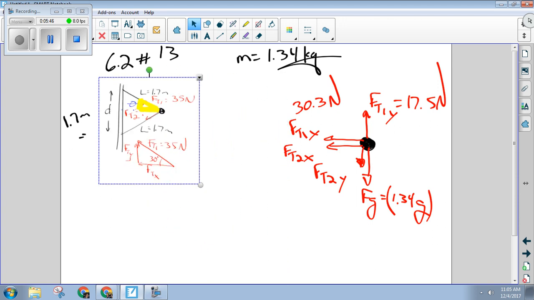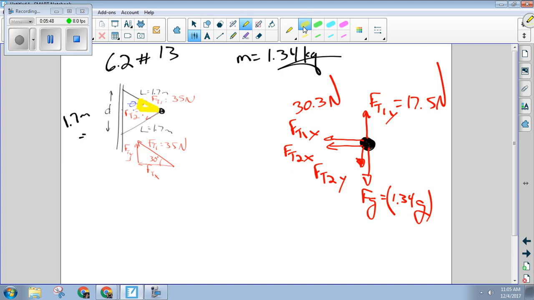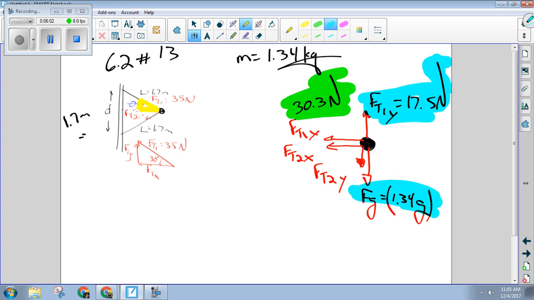Okay, so here's what we've got right now. We've got these forces. 30.3 newtons up. No, to the left. Oh, let me do this. Here. That's a vertical force. I'm going to highlight vertical forces in blue. There's a vertical force. And there's a missing one. Right? Yes. So does anybody see what we can do? Yes. Force of gravity. What has to be true about these vertical forces, you guys?